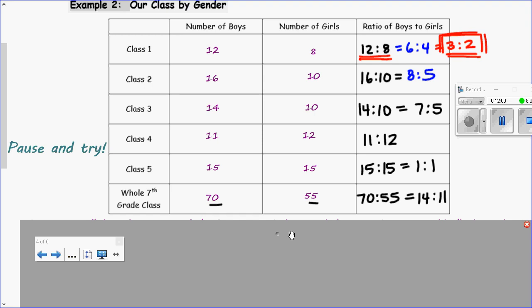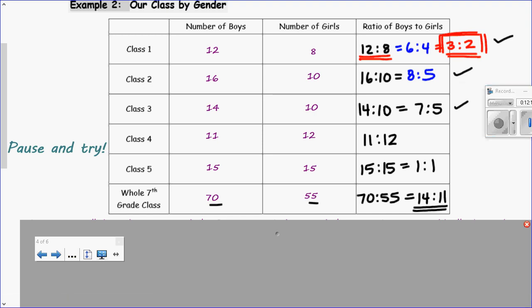So 14 to 11 is the whole class, the whole 7th grade class. So there are more boys than girls, and that was true in class 1, class 2, class 3. Class 4, though, had fewer boys than girls, and then class 5 was an even split. So it's kind of interesting to see how that all works out.